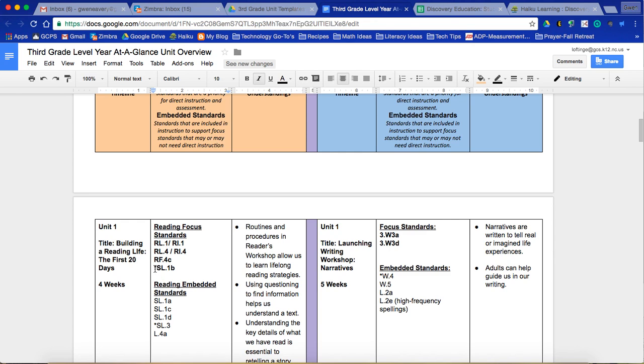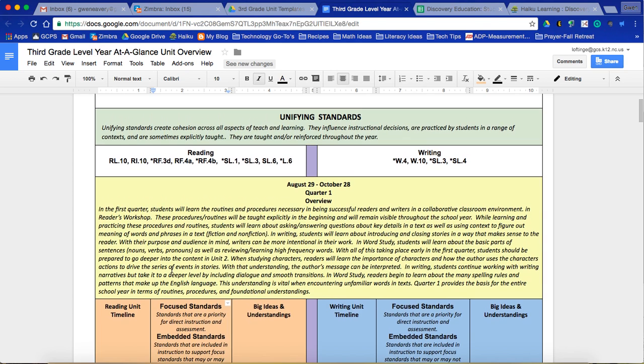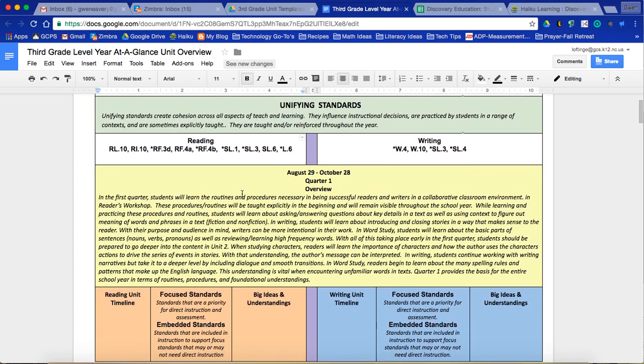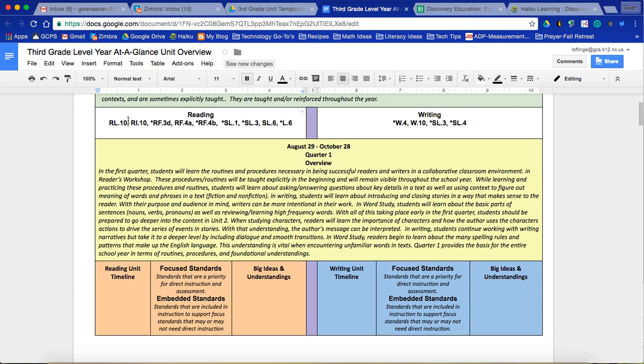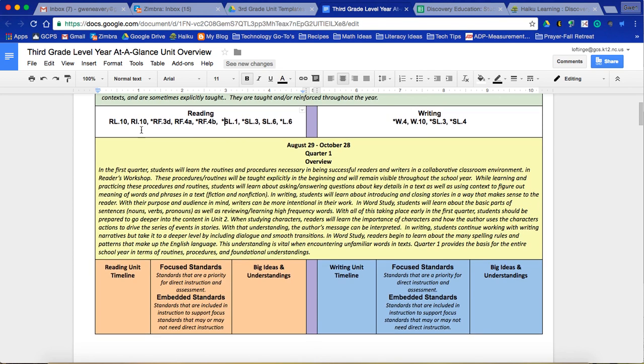If you notice any of these asterisks, SL1B, for example, if you look up here in the unifying standards, you'll notice this has an asterisk. What that means is it's going to be explicitly taught at some point during the year, whereas you'll see RL10 and RI10 do not have the asterisk. That means it's not explicitly taught, but still an expectation for the year.